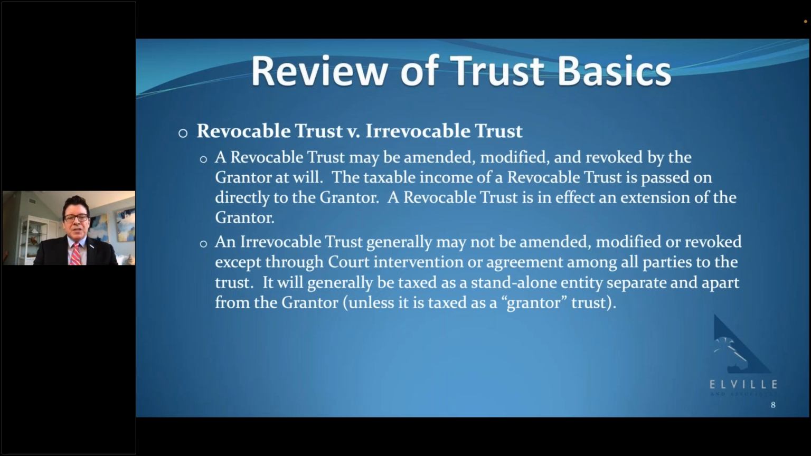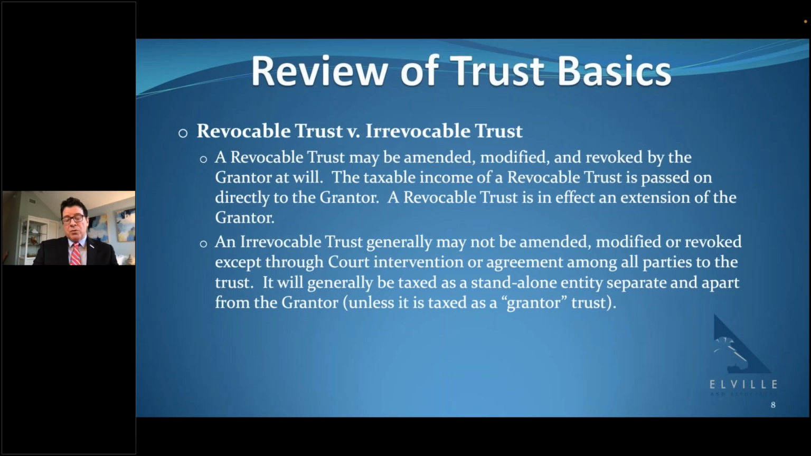For many people, this gets very confusing about the difference between a revocable and irrevocable trust. I would just simply describe it as this for simple purposes for today. A revocable trust is a fancy will, so to speak. It's not a will, but in other words, it's just a substitute for a will.